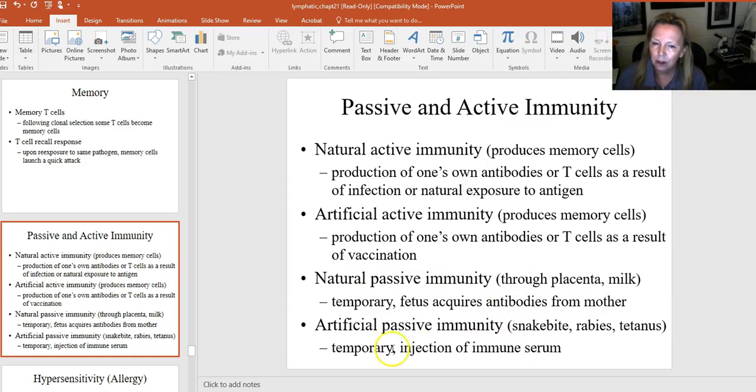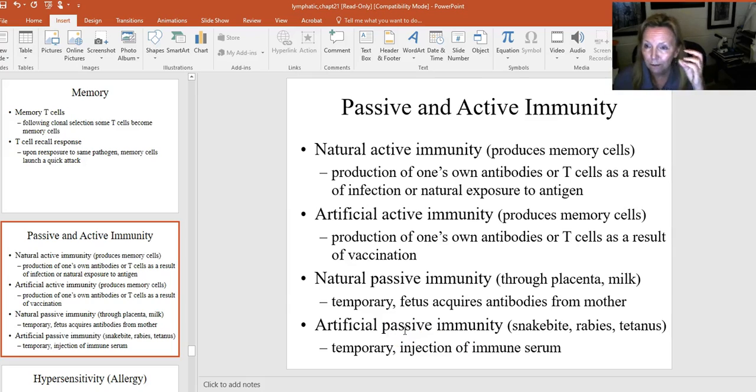But there's also something called artificial passive. And this is where if you get exposed to something that we know has an incredibly high mortality rate, like, well, rabies is essentially 100% fatal, or tetanus going untreated could be, or certain antivenoms, and even hepatitis B virus. If you get exposed, they're going to give you immunoglobulin just as a shot to help boost your protection and get you through.